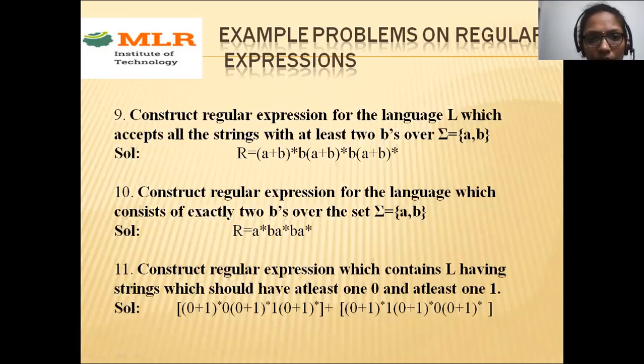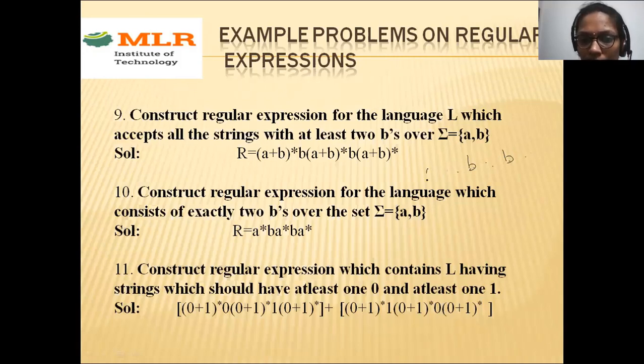Okay. So construct a regular expression for the language L which accepts all strings with at least two B's. At least two B's means the minimum is two B's. So you should get a minimum of two B's, right? But I cannot estimate the position of the B's here. Where should I keep the B's, the first one or the last one? They didn't mention that. So just place two B's.